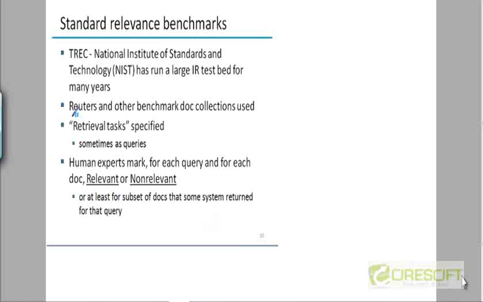The benchmark document collections include corpora like Reuters, and there are several document collections. And the retrieval tasks are already specified or pre-specified as queries. So this is publicly available. You know, anybody can use these benchmarks to evaluate their search systems. And human experts will mark for each query and for every document whether or not the document is relevant to the query.